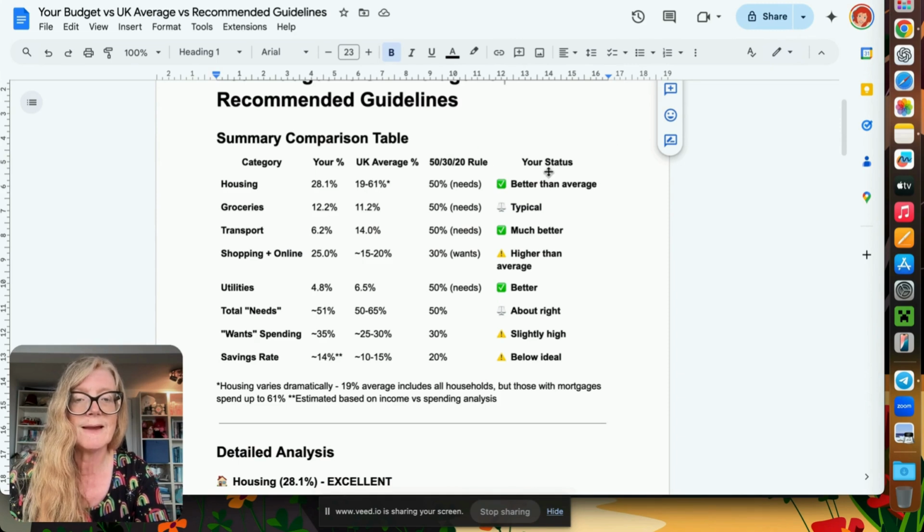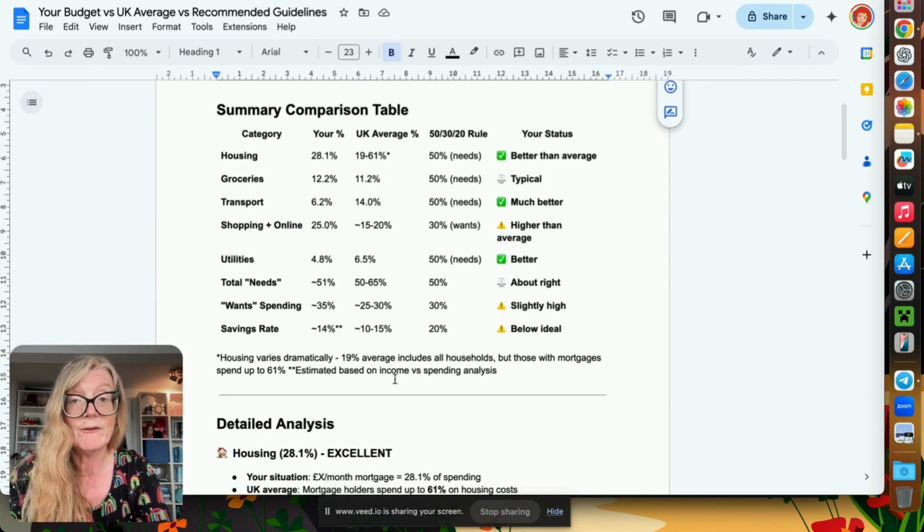So it's saying that mine is better than average, which is great. Groceries, it's saying I'm typical. Transport, obviously the beauty of living in a small place tends to be cheaper. So yes, it's better than the UK average. And it goes down and works out all these things for us. And it's also introducing this column here about the recommended 50-30-20 rule and where we're at against that.